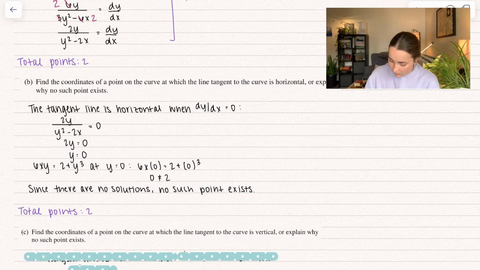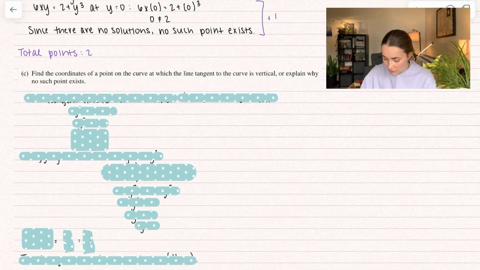This one is worth a total of 2 points. The first one is just finding that y is equal to 0. And of course, you need to show your work, not just write y is equal to 0. And also plugging it in and showing that there's no solution and explaining there's no point that can exist. So that's where you get your 2 points.